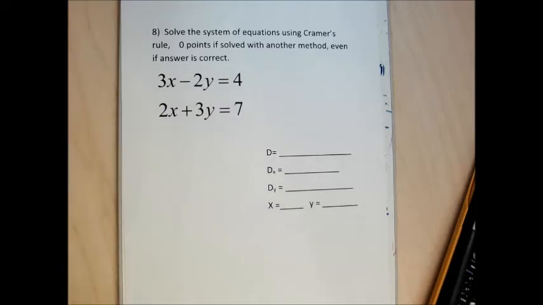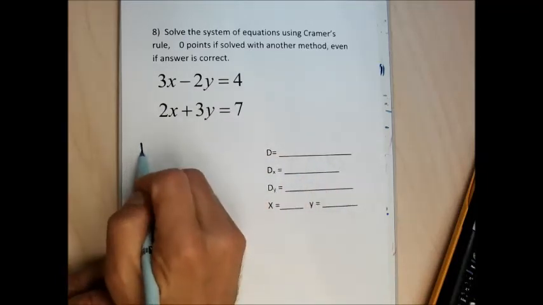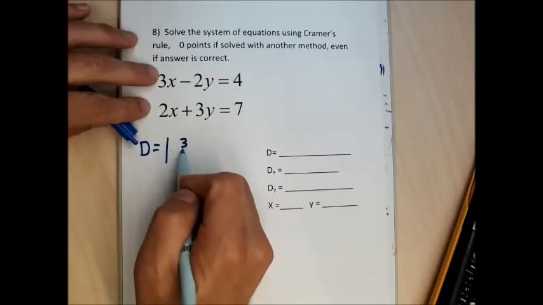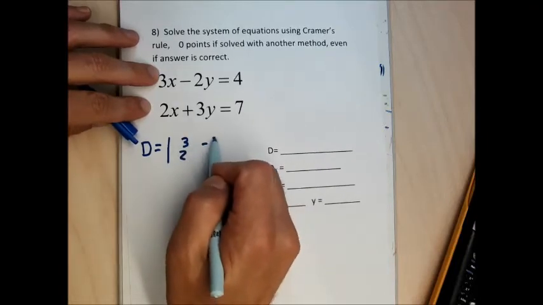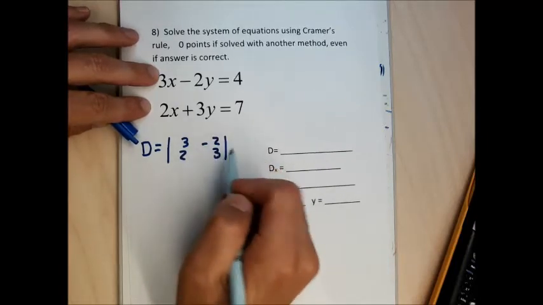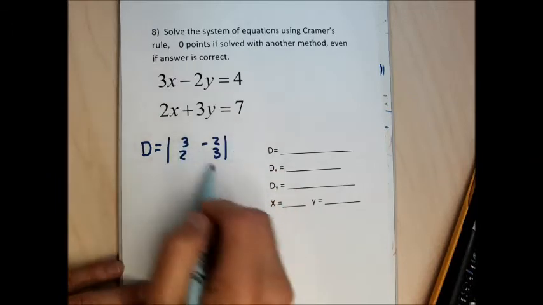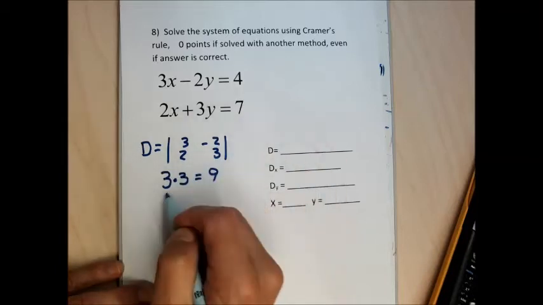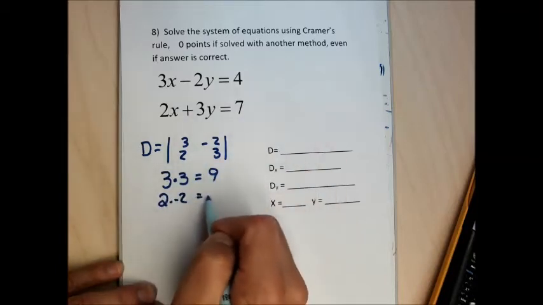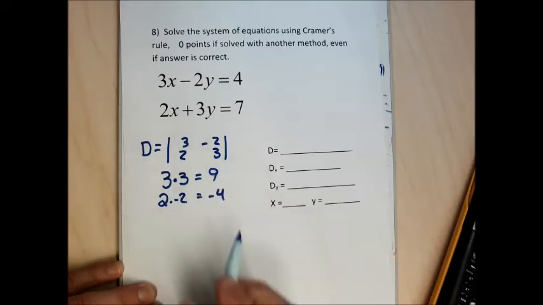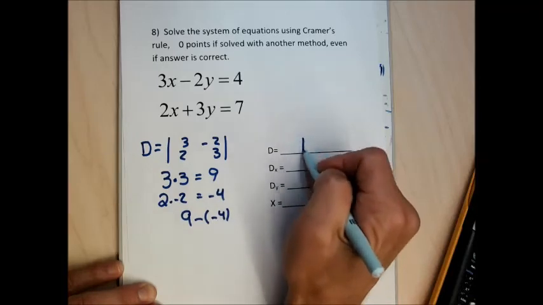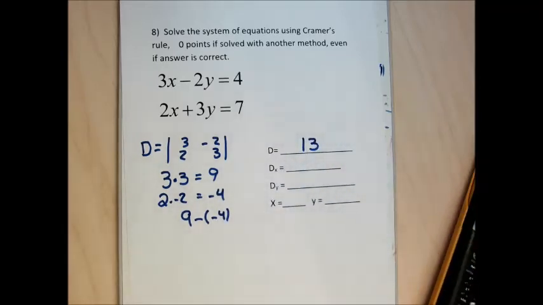So first thing I need to do is calculate the D determinant. The D determinant I get by taking the coefficients of the x's and the coefficients of the y's, and I write them down in a matrix, and I'm going to cross multiply down, and I'm going to cross multiply up. Now I'm going to subtract these amounts. So I'm going to go 9 minus negative 4, which is 9 plus 4, which is 13. So in the D place for my answer, I'm going to write the number 13.